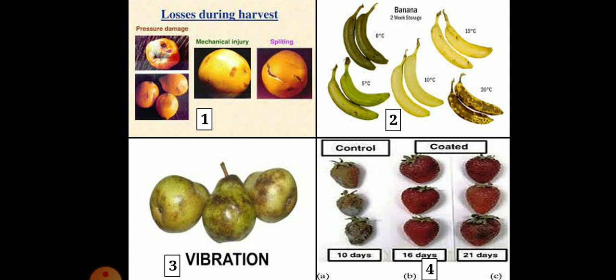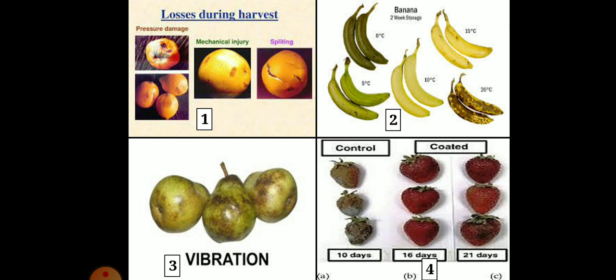So we have here an observation of losses during harvest of this citrus. Mechanical injury due to pressure or squeezing will cause splitting of the commodity, which will result in non-marketability of the commodity.